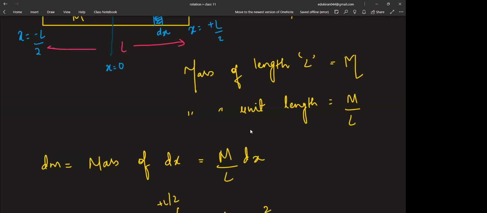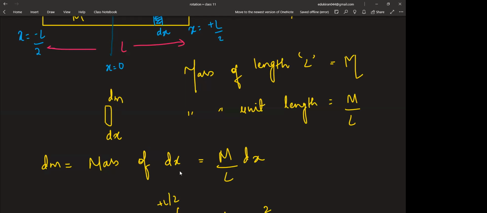If I say for 1 meter it is 5 kg, now find out for 4 meters. For 1 unit it is 5 kg, so for 4 units it will be 20 kgs. You just have to multiply it with 4. For 2 it will be twice, for 3 it will be thrice, for n it's like nth. You are multiplying it. So mass of dx will be M by L into dx length. We have just chosen a small portion whose mass is dm and whose length is dx, and this is infinitesimally small.